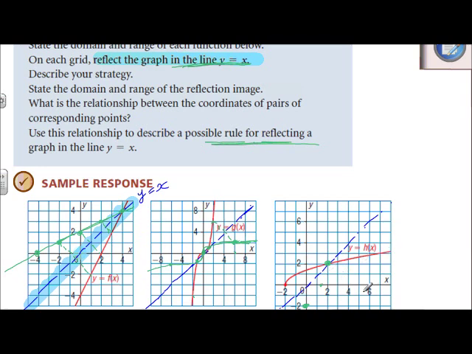Then, here at 7 and 3. So the point is 7, 3. That point's going to switch the x and the y. Instead of 7, 3, it's going to be 3, 7. Join all those dots. And this is a reflection. All reflections have the exact same shape, just flipped. So these are flipping over that line.